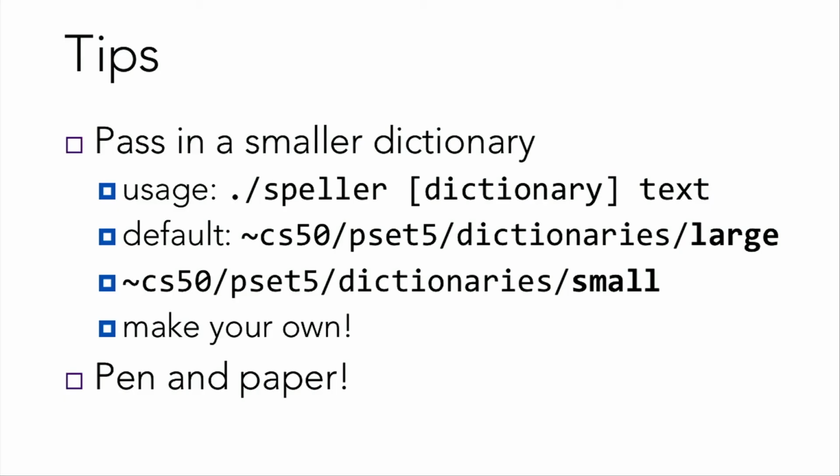Now, a couple of tips before you go off and start implementing your dictionary. I'd recommend passing in a smaller dictionary when you're trying to test things out and debugging with GDB. The usage of speller is ./speller, an optional dictionary, and then a text. By default, it loads in the large dictionary, so you might want to pass in the small dictionary or maybe even make your own, customizing your dictionary and your text file. And then finally, I'd also recommend taking a pen and paper and drawing things out before, during, and after you've written all of your code to just make sure that you've got those pointers just right.